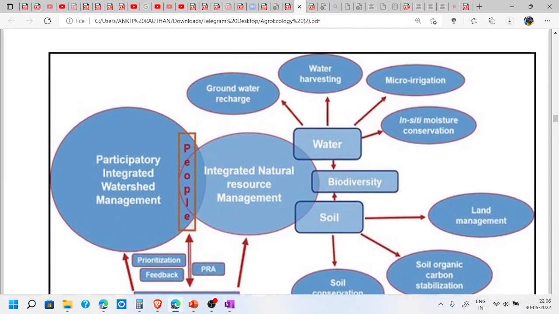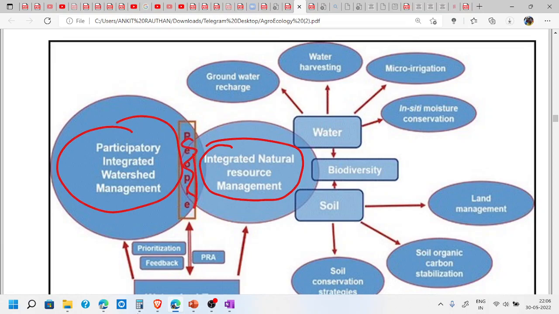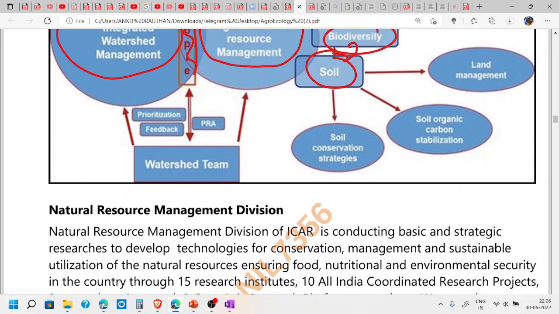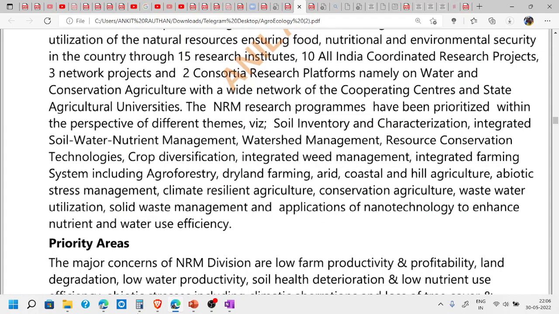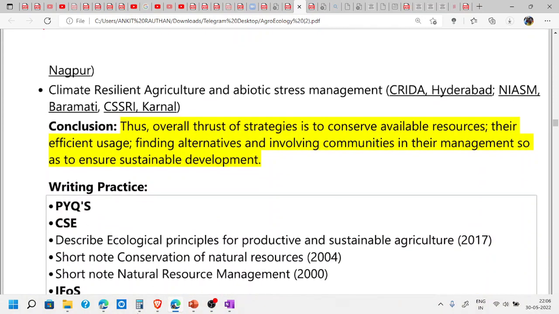So basically, we have integrated natural resource management and integrated watershed management, where people are living. We have to conserve water and soil, and because of this, biodiversity will be conserved. Water will be conserved by groundwater recharge, water harvesting, micro irrigation, in situ conservation. Natural resource management division is not required here. It is very much in detail. They have given this, but this much is not required.